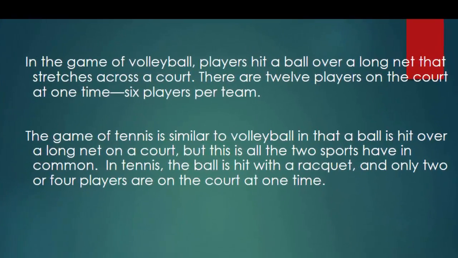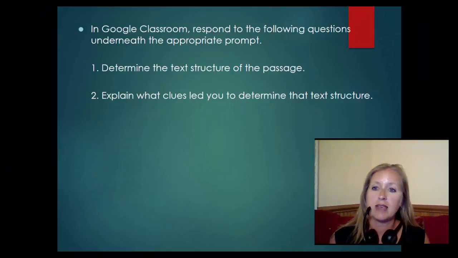This passage: In the game of volleyball, players hit a ball over a long net that stretches across a court. There are 12 players on the court at one time, 6 players per team. The game of tennis is similar to volleyball in that a ball is hit over a long net on a court, but this is all the 2 sports have in common. In tennis, the ball is hit with a racket, and only 2 or 4 players are on the court at one time.